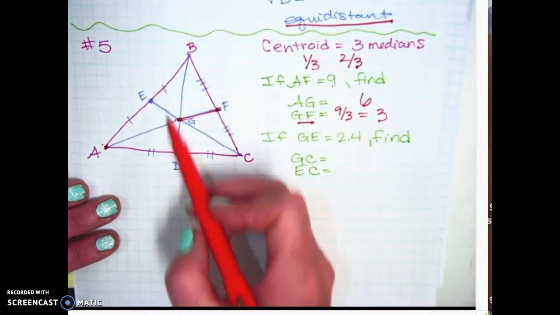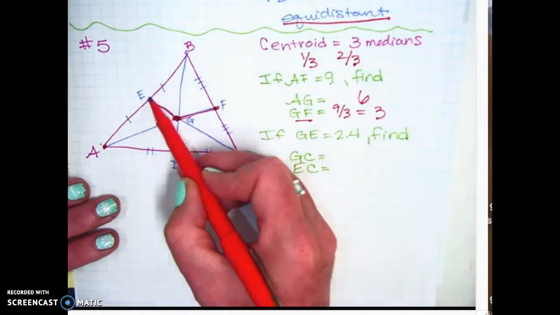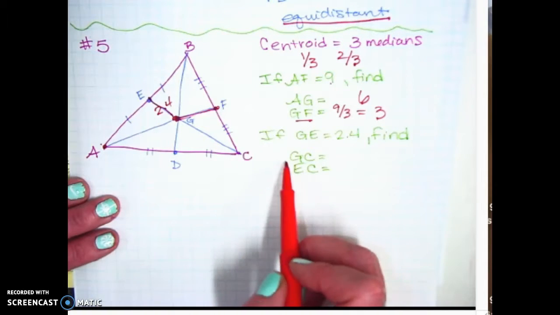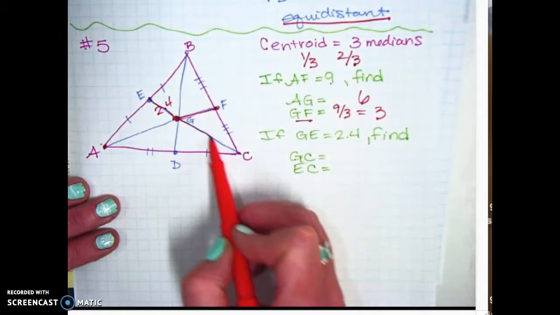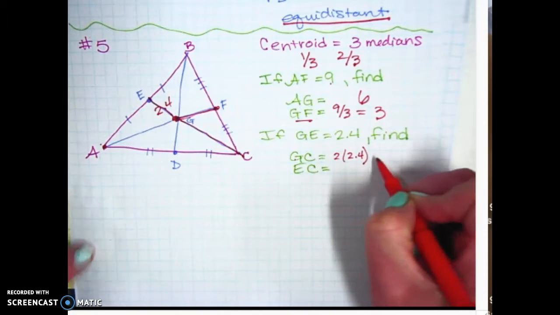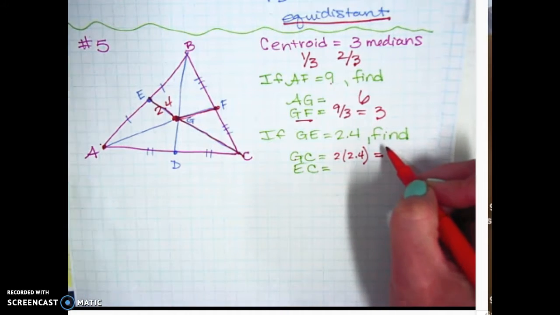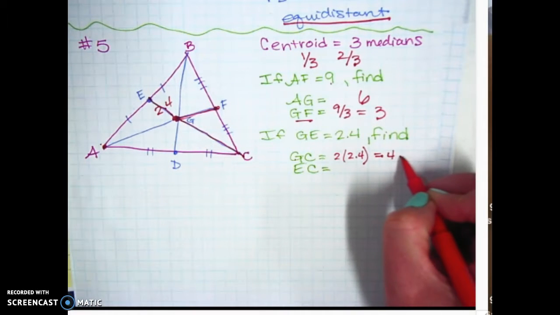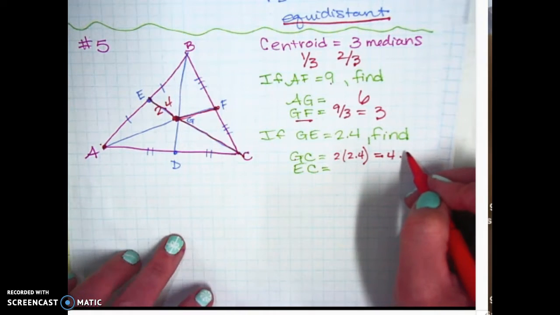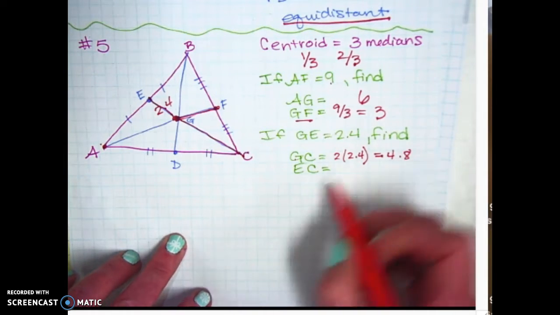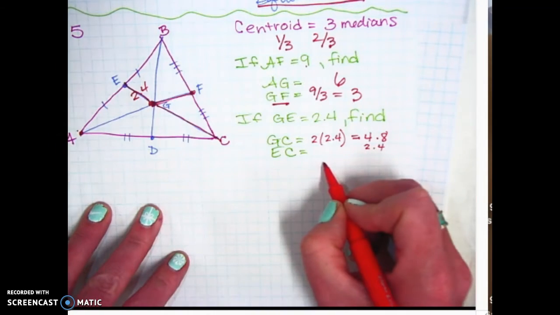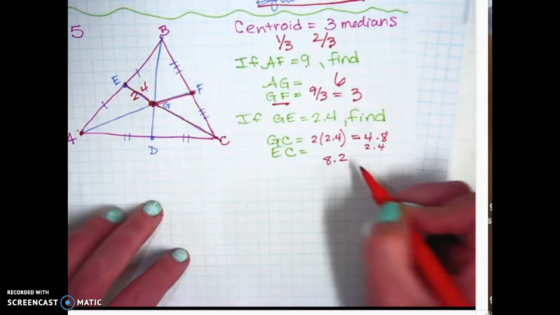If GE, so from here to here, is 2.4, and that's the shorter piece, what is GC, the longer piece, going to be? Well, we're going to double that 2.4. That gets us to 4.8. And then if we just add the 4.8 back to the 2.4, we get 8.2.